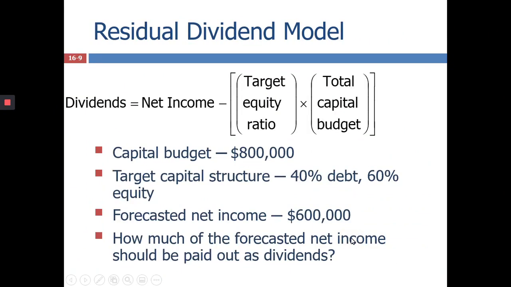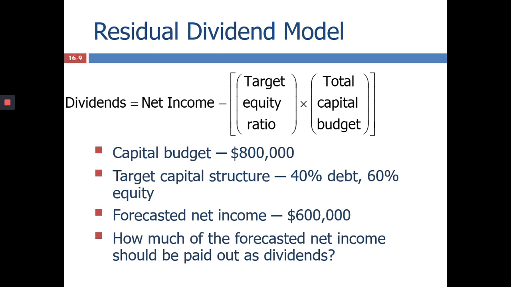Alright, so class, let's look at the model itself. Dividends is equal to net income minus the bracket. You must first calculate the target equity ratio times the total capital budget.